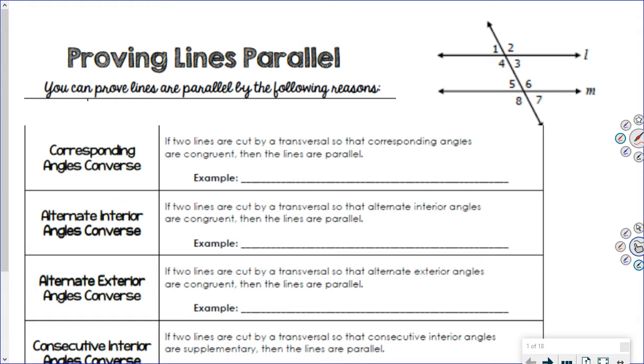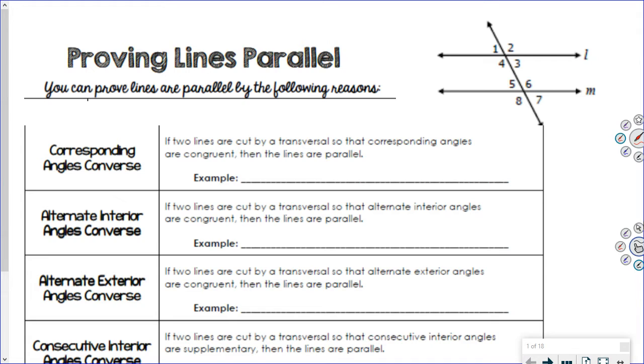Okay, so what we are looking at today is what's called the converse. What a converse is, you are literally just flipping an if-then statement. So for example, if I was to say, if it's raining outside, then the ground is wet, the converse would be, if the ground is wet, then it's raining outside.